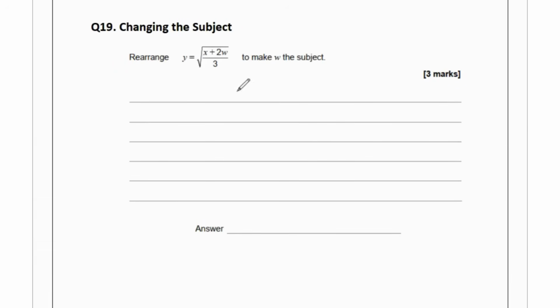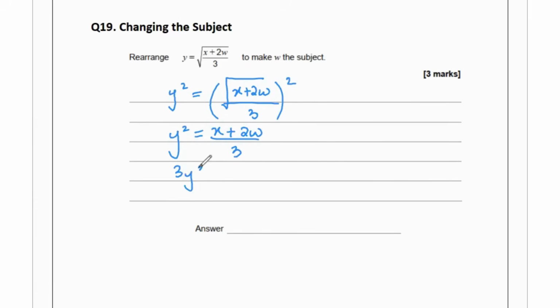So for this, we need to make W the subject and right now Y is the subject. So first step is to get rid of the square root on the fraction. To get rid of the square root, we will square both sides. When we square both sides, this square root gets cancelled out. So it becomes y squared equals x plus 2w over 3. Next is to cross multiply to get rid of the fraction. So it's 3y squared equals x plus 2w.